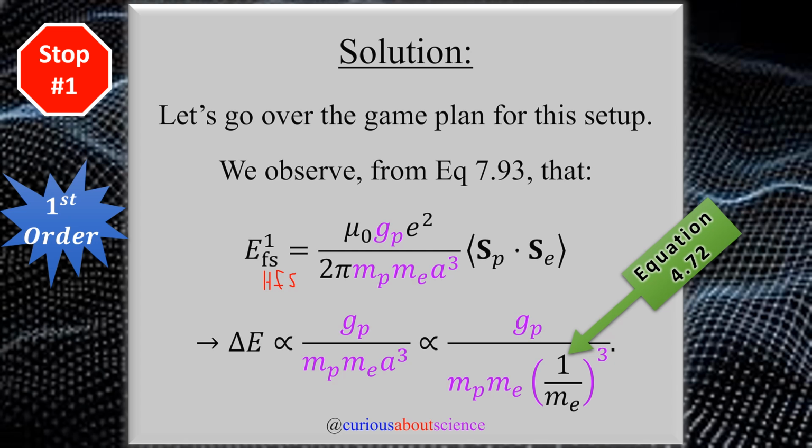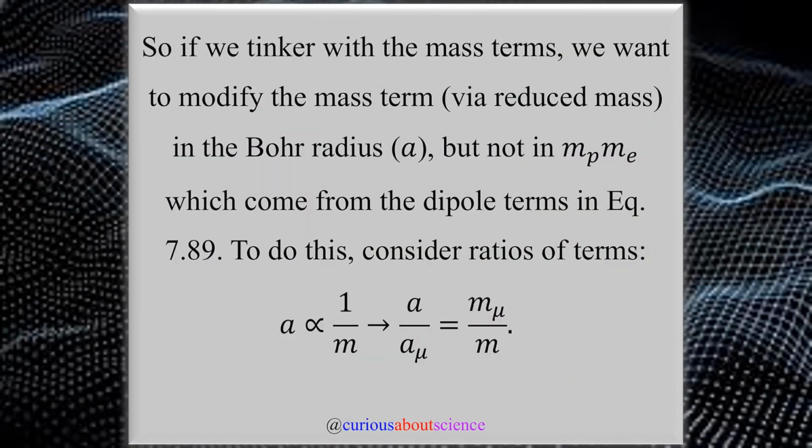Okay, so what the problem is saying is that we want to make this Bohr radius use the reduced mass term and use that to calculate everything from there. So let's see how we do that. All right, so if we want to tinker with the mass terms, we want to modify the mass term via the reduced mass in the Bohr radius as we talked about in the last slide, but not the MP-ME term, which comes from the dipole terms in equation 7.89. That was the SP.SE. Okay, and both of those have a magnetic moment, and that's what makes it special and why we want to keep it there.